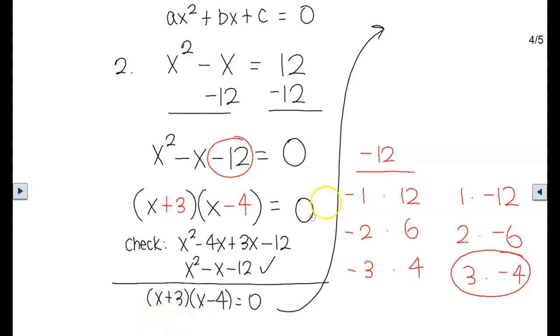So our first factor is x plus 3. We're going to do x plus 3 equals 0. Our second factor is x minus 4. So we're going to do x minus 4 is equal to 0. And we solve these for x.